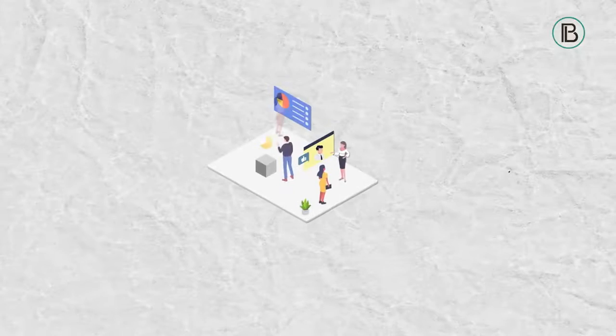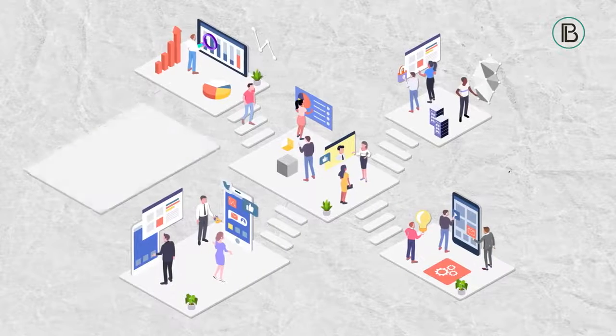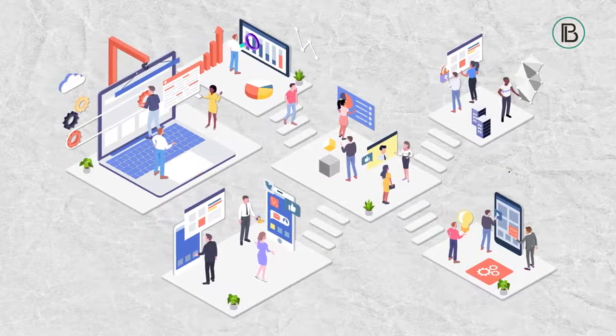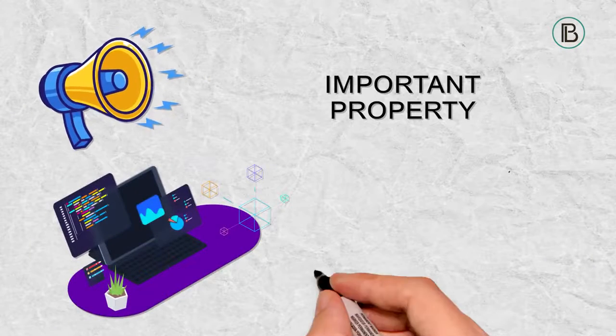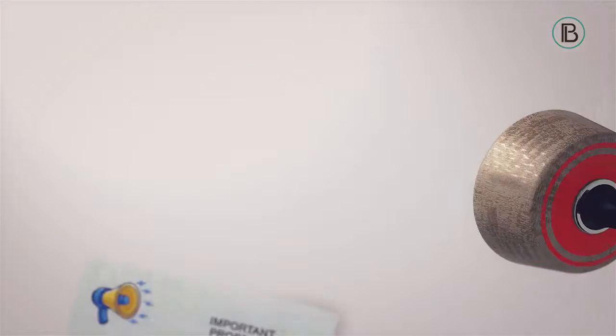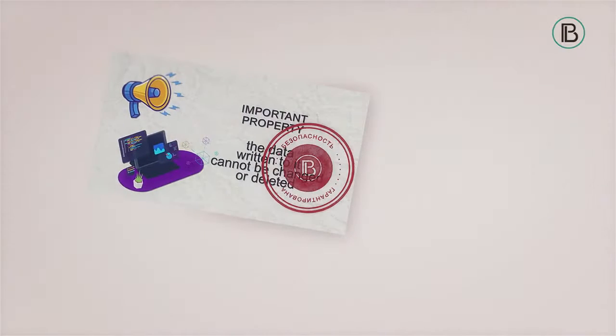By the way, the concept of blockchain was described back in 1991 by a group of scientists and was originally designed to mark up digital documents. Blockchain has one important property. The data written to it cannot be changed or deleted. Thus, the security of all information once written to its blocks is ensured.